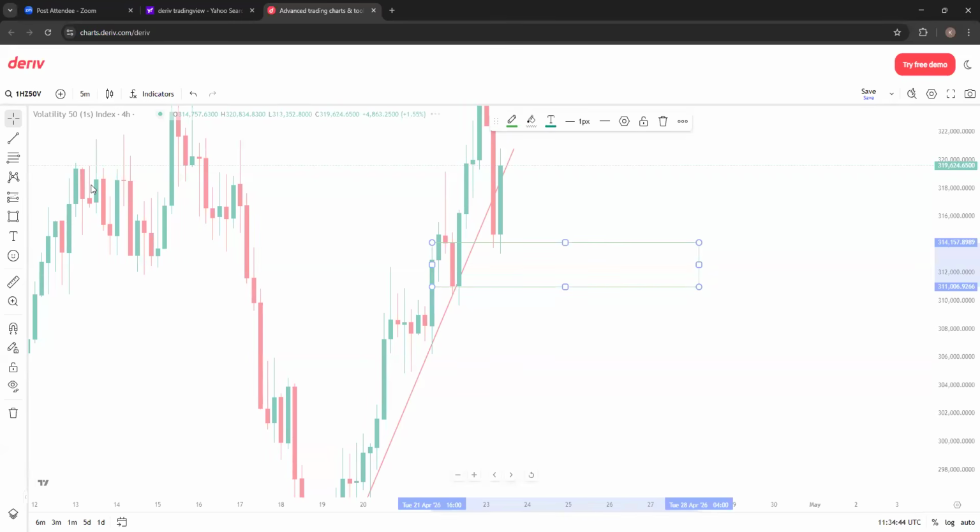And the most basic confirmation is a break of structure or a change of character. Basically, anything that gives us confidence to say that we are now reversing the trend. Because remember, in that smaller time frame as well, there's not really any direction here.